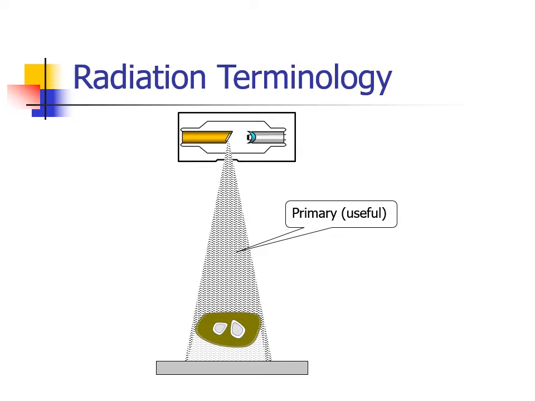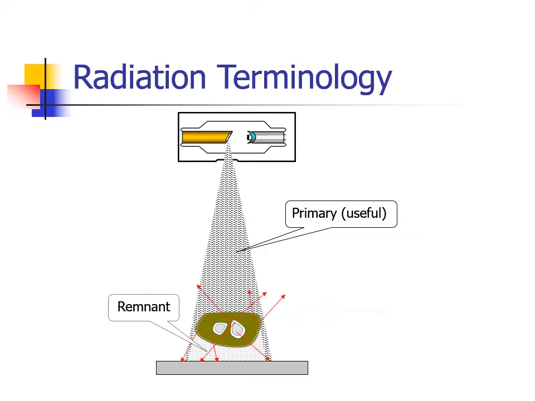Notice that the radiation beam is reduced in the area below the patient. This is due to some of the primary rays being absorbed in the patient's tissues. This primary radiation that exits the patient is called remnant radiation. It carries the shadows of the patient's bones onto the image receptor.